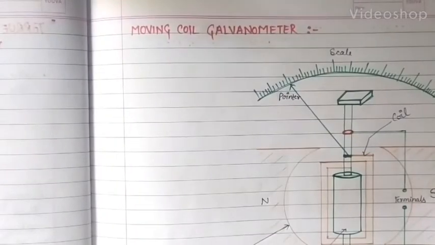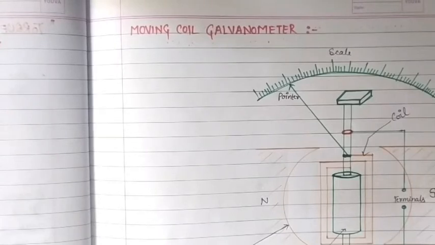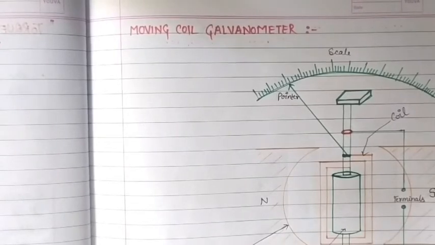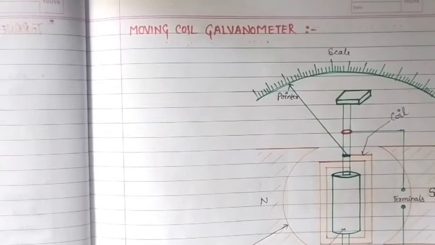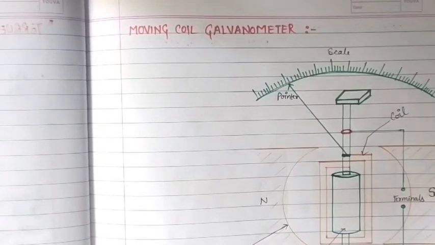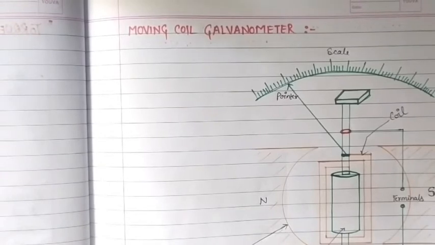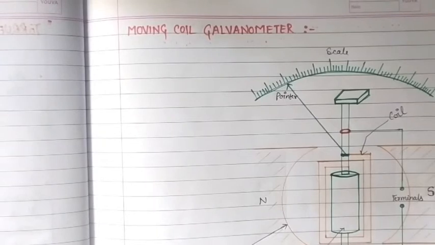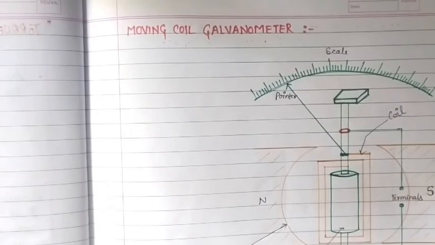Hello students, today in this video we are going to study about moving coil galvanometer. So before moving to its diagram, first of all we should know what is moving coil galvanometer and on what principle it is working. As the name suggests, it is a galvanometer that consists of a coil which is moving. So that's the definition of moving coil galvanometer.